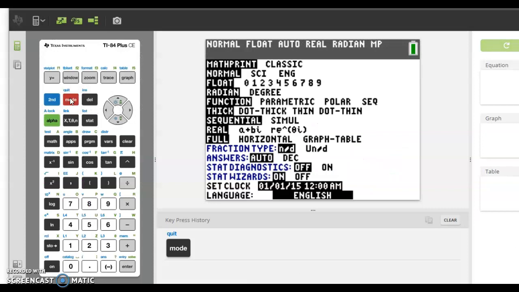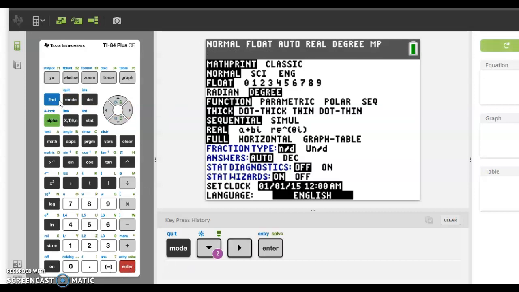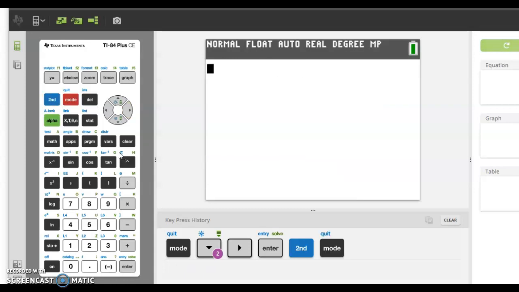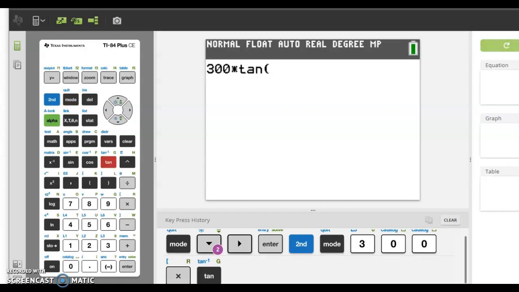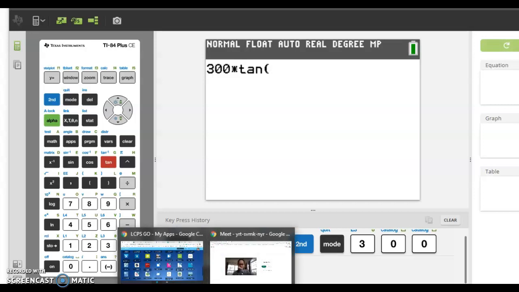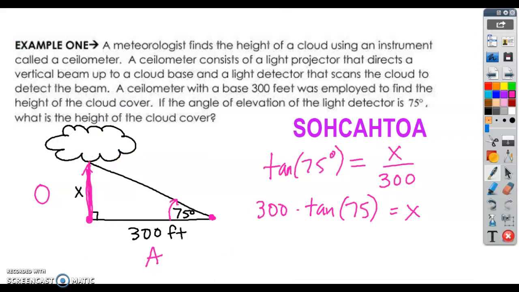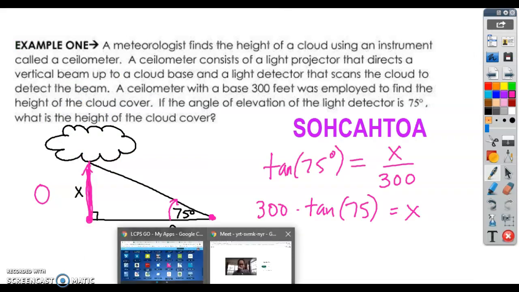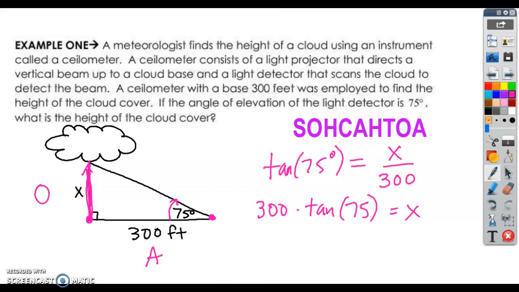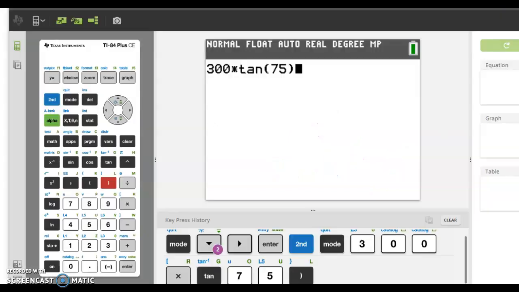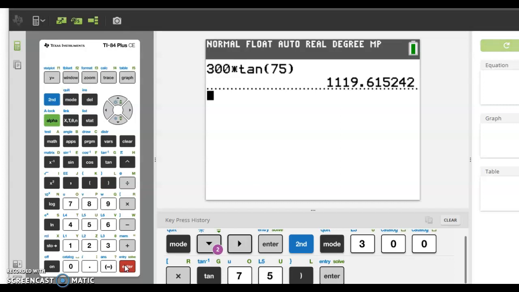So we got to go to our calculator, make sure our mode is in degrees. Currently, the default is radians, so I'm going to have to change mine to degrees. All right, now that it's in degrees, I can go back and I can do 300 times the tangent of 75 degrees. Enter.